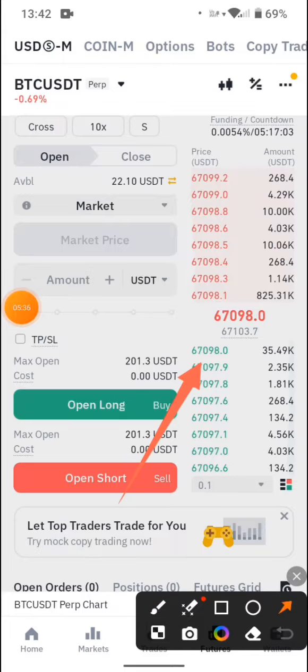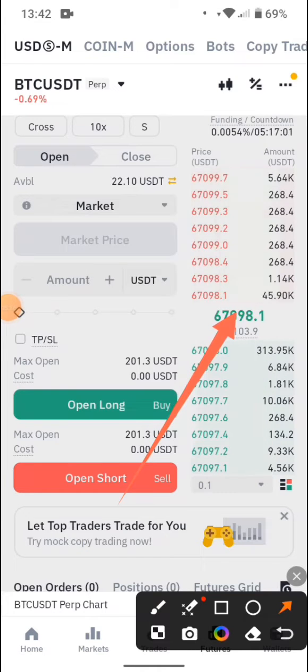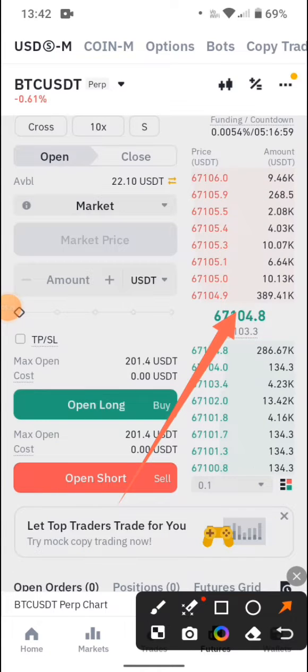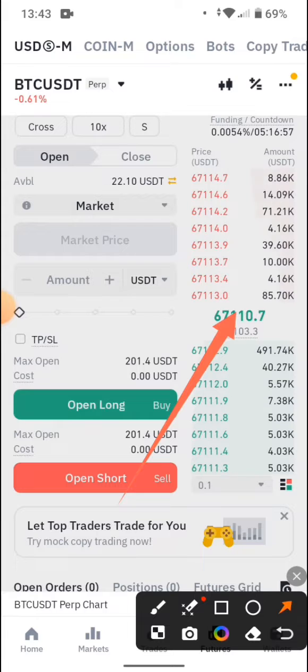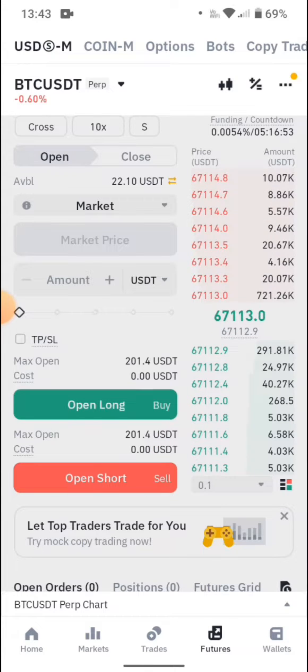The next thing is this price which you are seeing here. This price is the current price of Bitcoin, which is called the market price. If you want to buy one BTC now, you are going to buy at that particular price. So this is what you are basically seeing here.